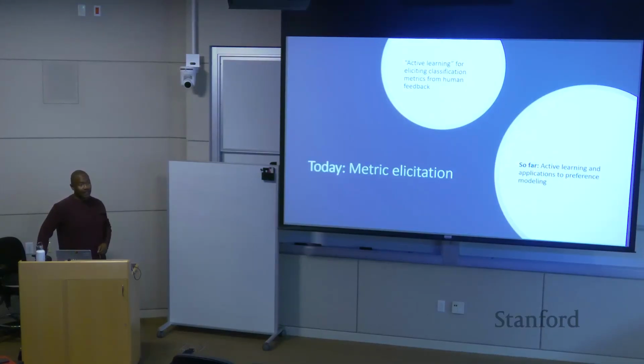One of the reasons that active learning is appealing in a preference learning setting is that, remember, the key task in learning from human preferences is asking humans questions. And we've done a little bit of work talking about literature.